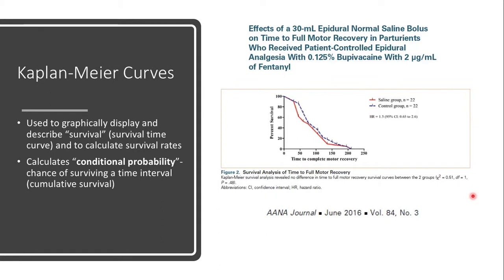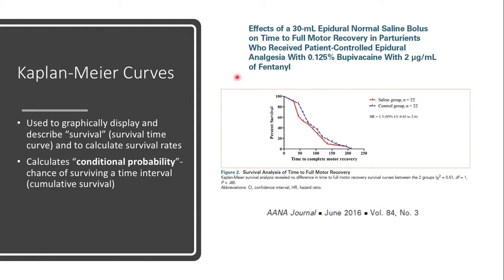Now, we use what are called Kaplan-Meier curves to help graphically display and describe survival and survival times. We also can use these to calculate survival rates. And what it does is it calculates the conditional probability of the chance of surviving a time interval, or what's referred to as cumulative survival.